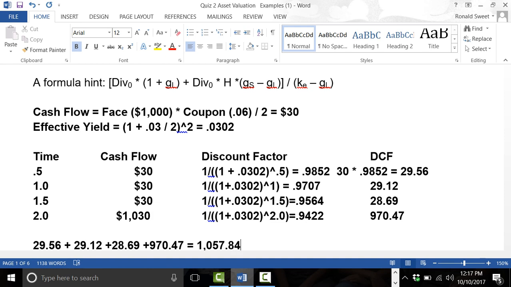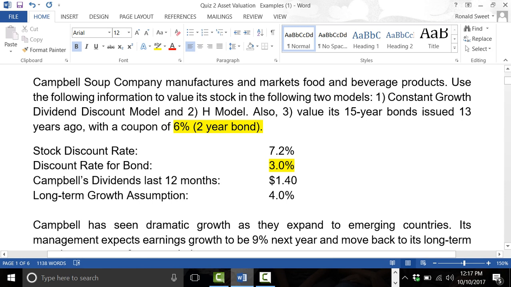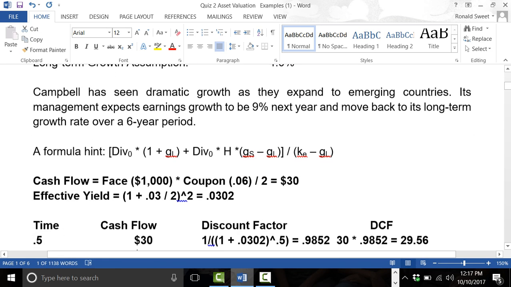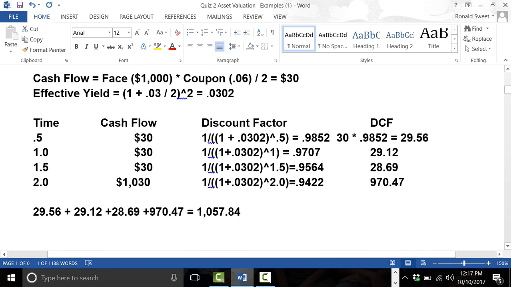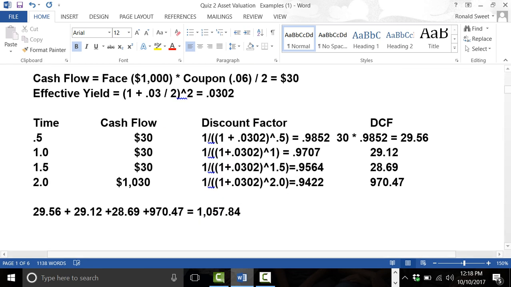1057.84. You notice that it's greater than $1,000, and that makes sense because if the coupon is greater than the discount rate, that is, you're getting paid 6% in a market where everybody else is getting 3%, that bond will be worth more than the face of the bond. It's what we call a premium bond. So there's how we do the bond. For the stock, we have two models we need to use.